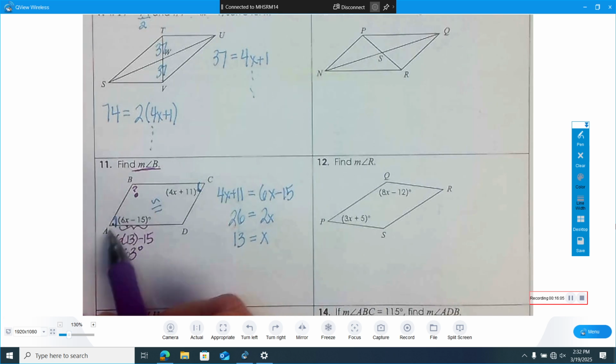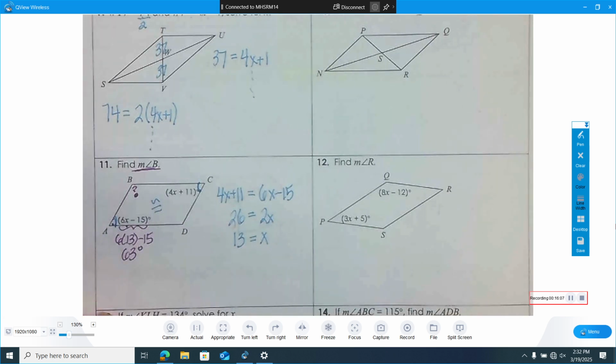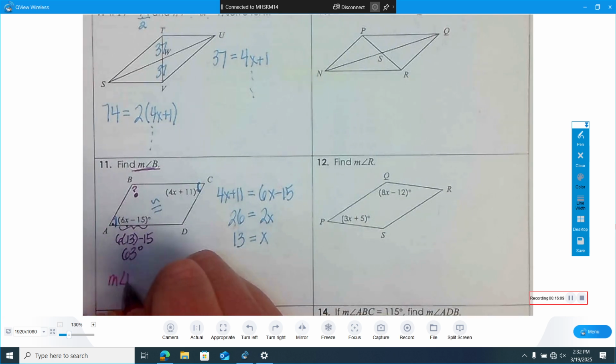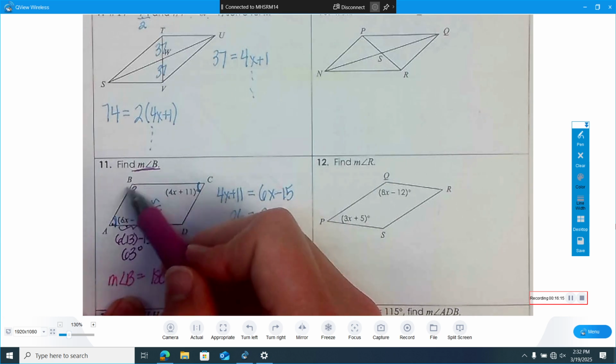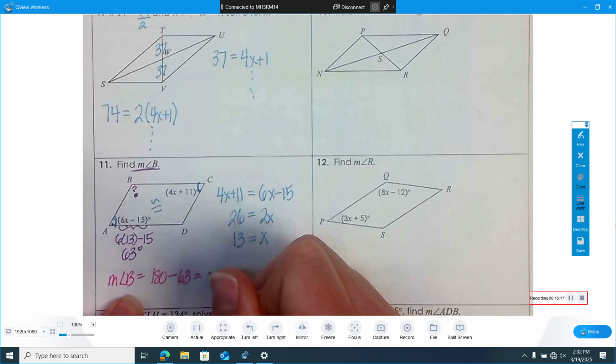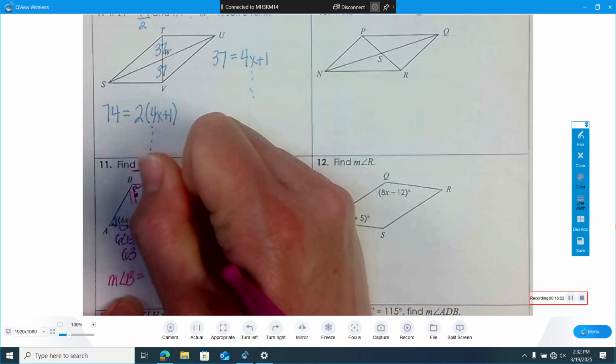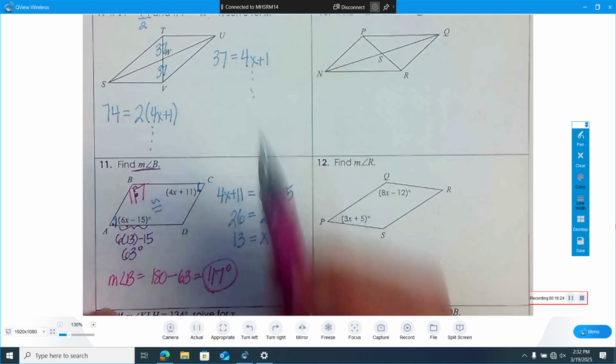Yeah, A and B are supplementary. So to find the measure of angle B, all I have to do is 180 minus the 63. So they are supplementary, which is going to be 117 degrees. 117 plus 63, 180.